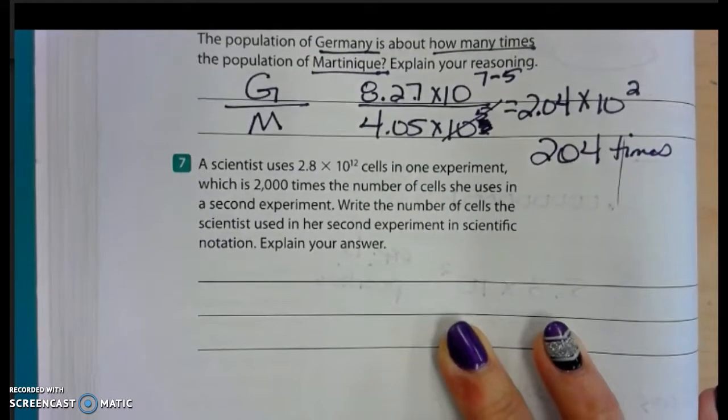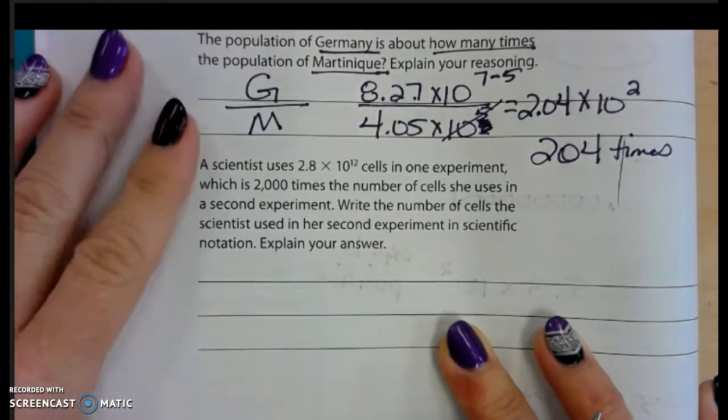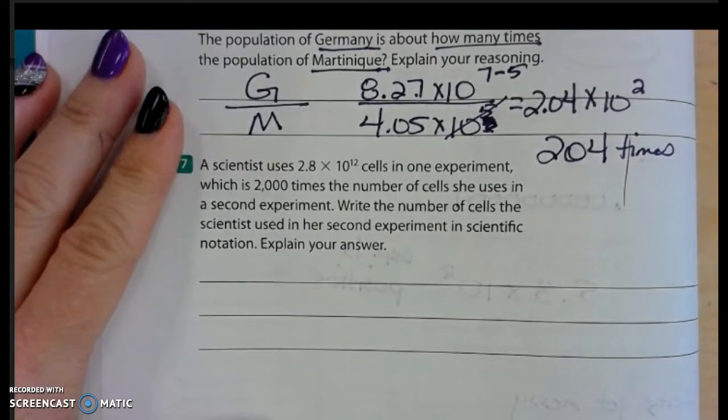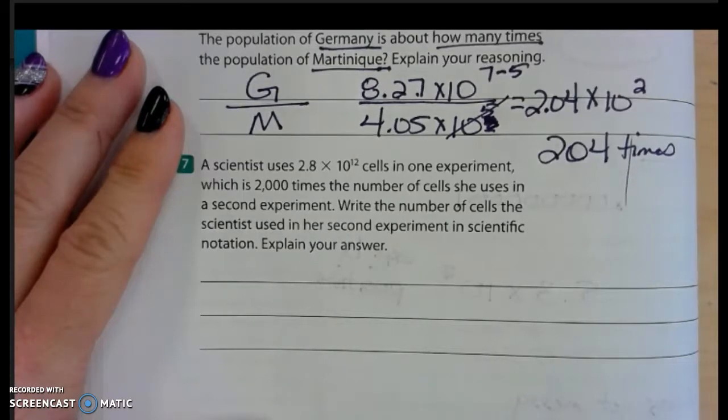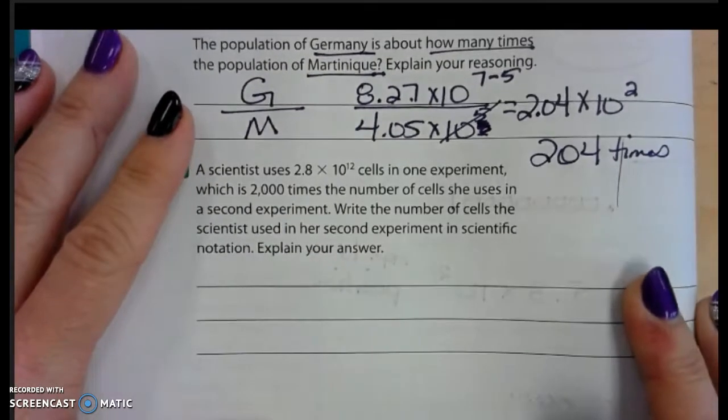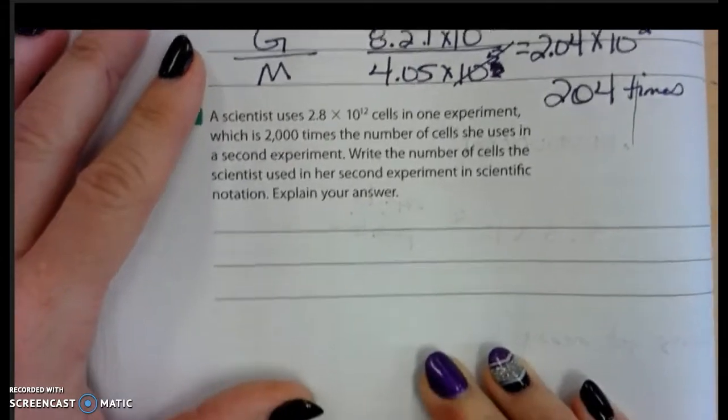Now if you were looking at number 7, you may have struggled a little bit because it's set up a little bit differently. A scientist uses 2.8 times 10 to the 12 cells in one experiment, which is 2,000 times the number of cells she used in a second experiment. Write the number of cells the scientist used in her second experiment in scientific notation and explain your answer.